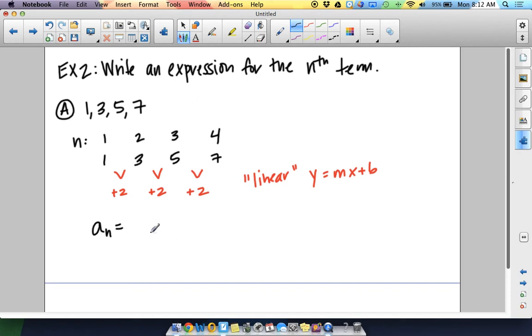Good job, Jared. 2n minus 1. And there are formal ways to do it, but I'm not teaching you the formal way today. You just kind of mess around with it. So if you plug in 1, 2 times 1 is 2, subtract 1. 2 times 2 is 4, subtract 1. 2 times 3 is 6, subtract 1. 2 times 4 is 8, subtract 1. Okay? So today you're just kind of messing around and seeing if you can figure it out. So this is what I'm looking for in an answer. Finding a general rule.